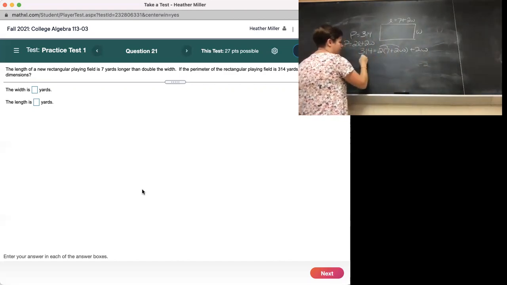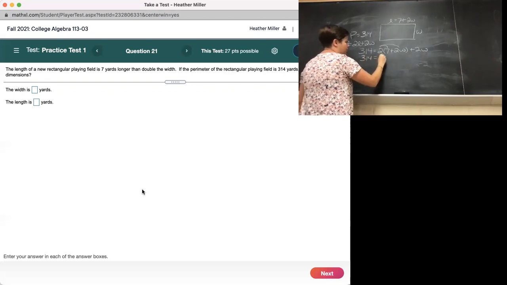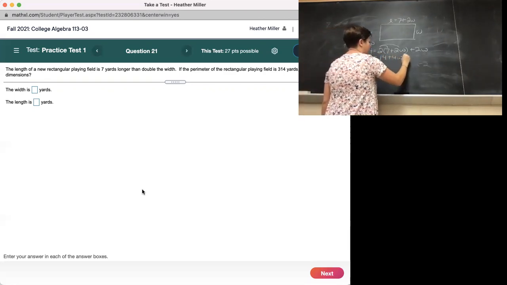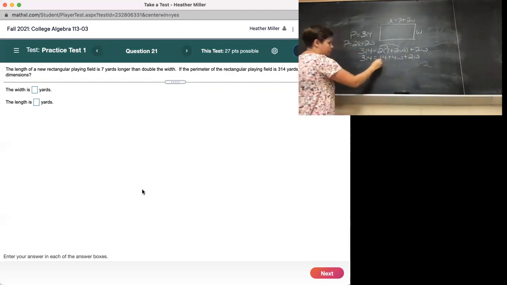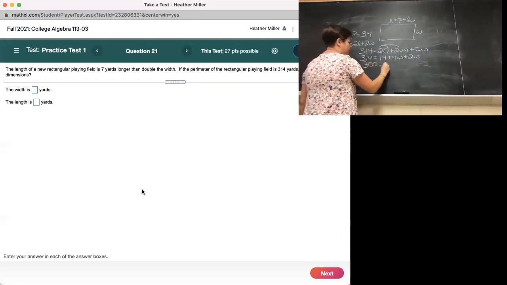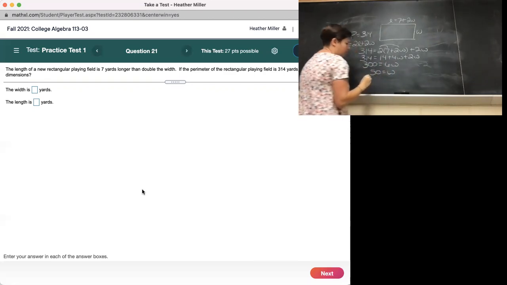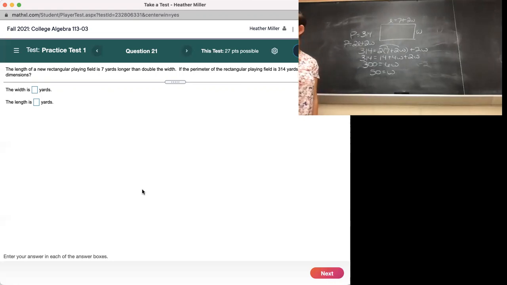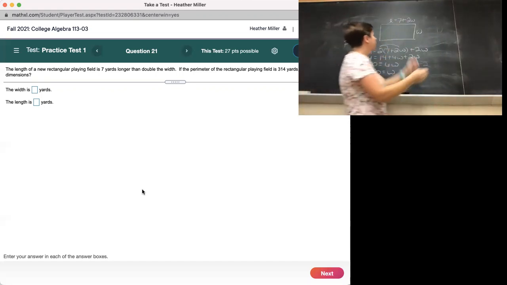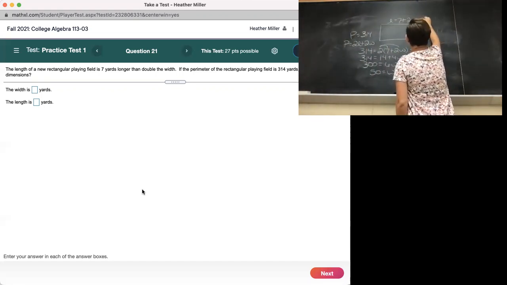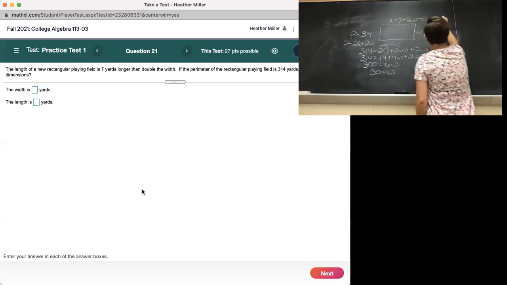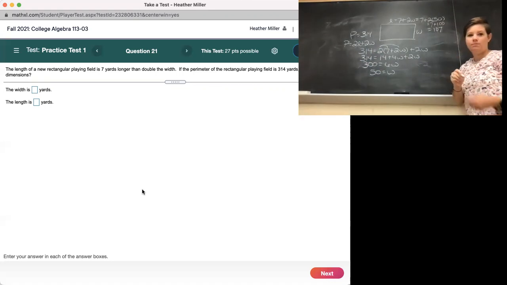Now I'll distribute. So I have 314 equals 14 plus 4W plus 2W. I'm going to subtract my 14 over, combine my W's, divide both sides by 6, and I get my width is 50. From there, I can plug that in up here to discover what my length is. My length was 7 plus 2 times my width, which equals 7 plus 100, which equals 107.